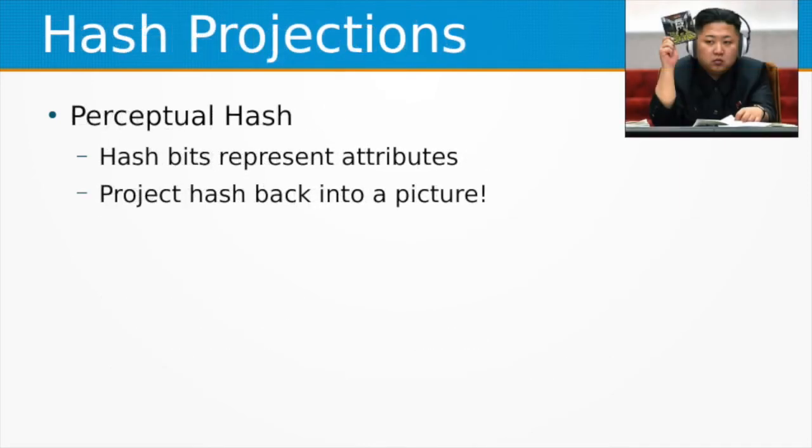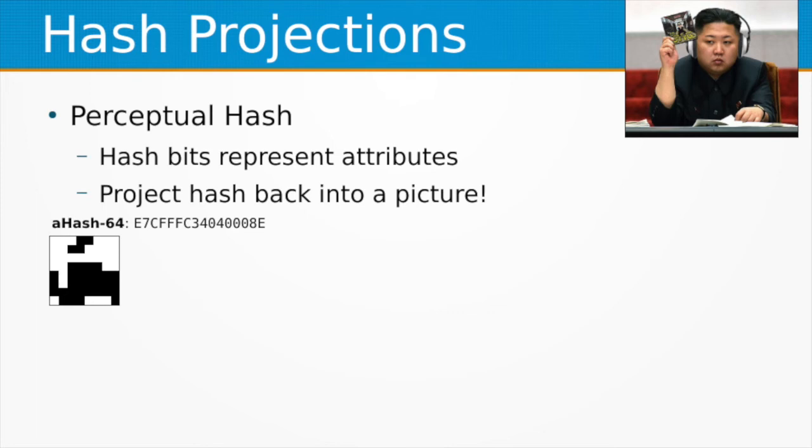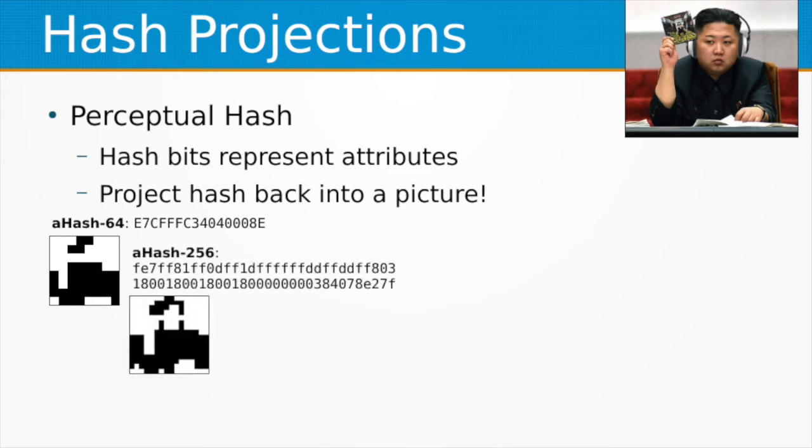Unlike cryptographic hashes, perceptual hashes have a property called projection. With perceptual hashes, every bit represents an attribute. This means that hashes can be projected back into a picture. For example, a hash maps a small black and white picture into bits. By the same means, the bits can be easily used to recreate the black and white picture. The 256-bit version of a hash contains more bits. It can be used to project a 16 by 16 pixel image. More bits means the projected image has higher resolution.